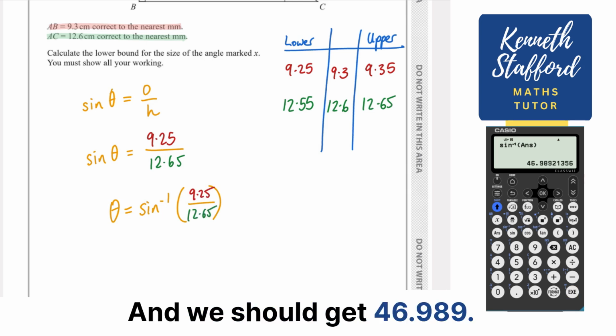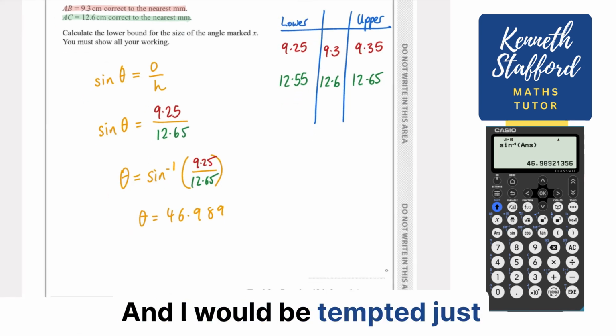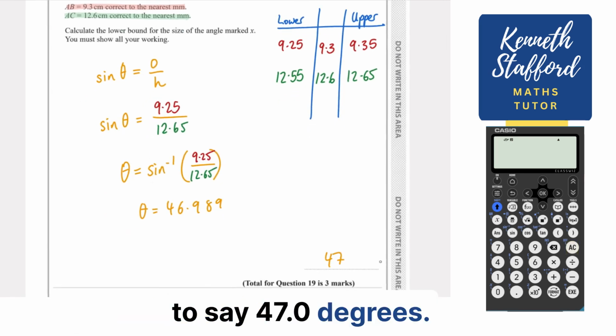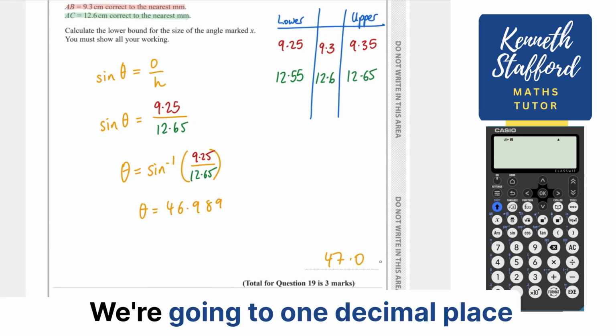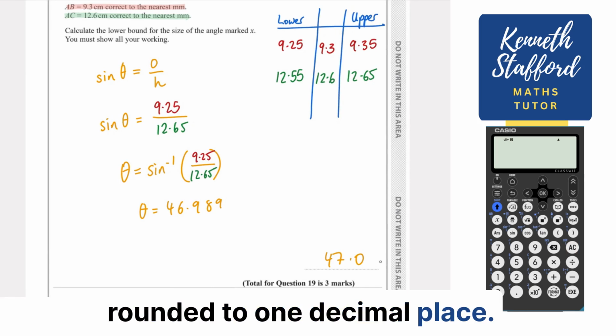And we should get 46.989. And I would be tempted just to say 47.0 degrees. We're going to 1 decimal place because in the question, all the numbers have been rounded to 1 decimal place.